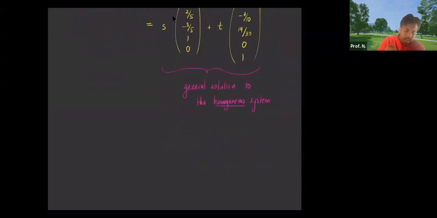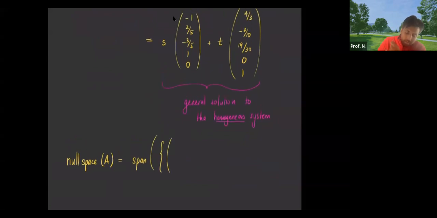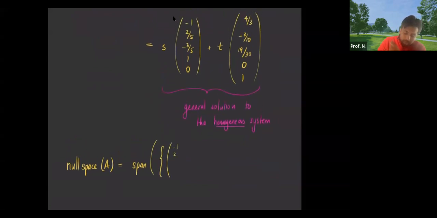So the null space of A is described as the span of the vectors (-1, 2/5, -3/5, 1, 0) and (4/3, -3/10, 19/30, 0, 1). Do you guys understand this?